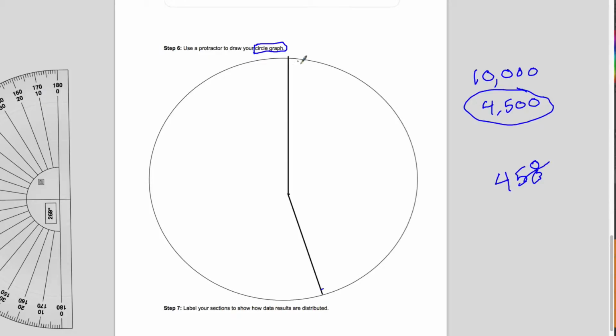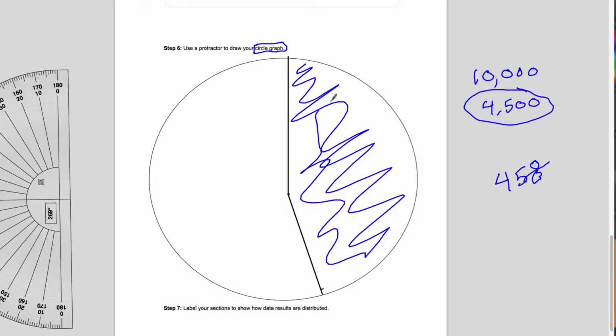So I'm going to shade in this side right here. And what's the measurement? The measurement is not 45%, excuse me. That's the percent. The degrees turned out to be 162. So it's 162 degrees. Okay?